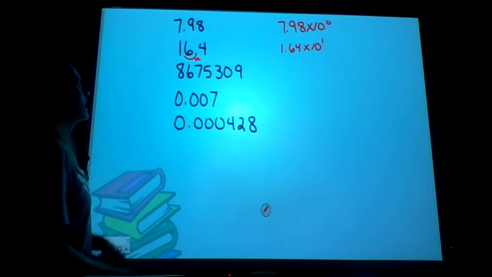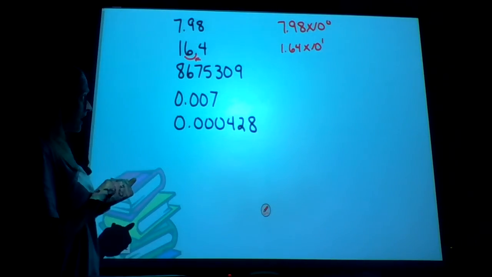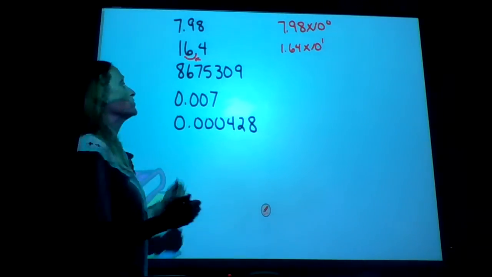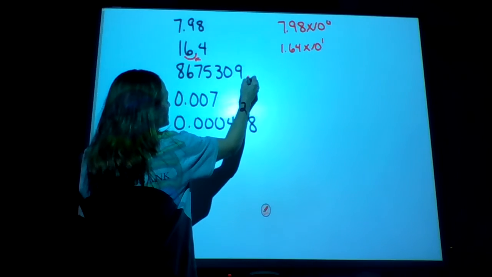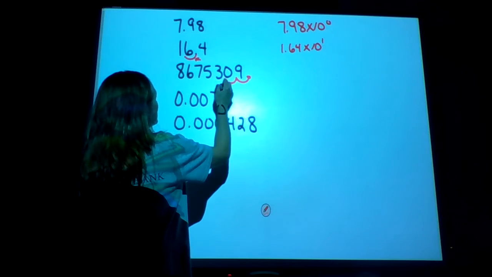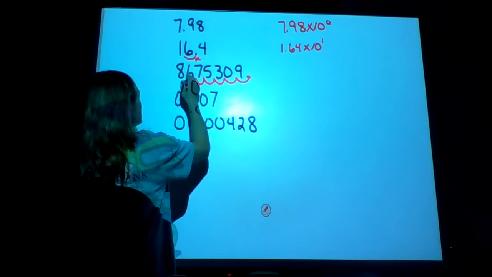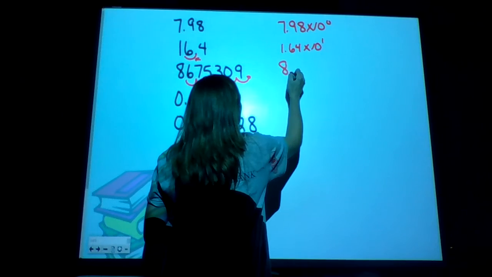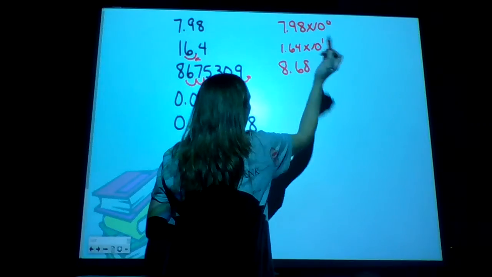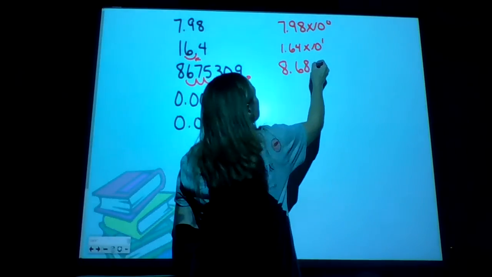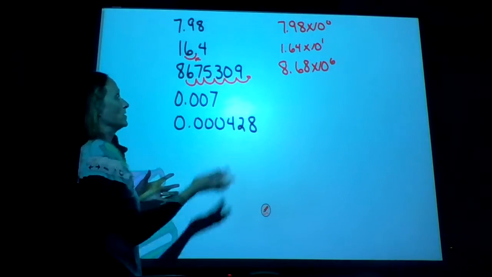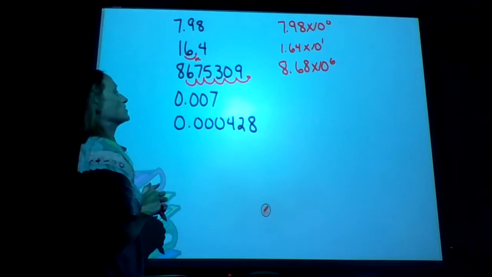Okay, so we have a number that is greater than 1. Which way are we going to move our decimal point? To the left. How many places to the left? Because it's understood to be to the right of the 9, we're going to go 1, 2, 3, 4, 5, 6 places. Let's just go on and round that to 8.68 times 10 to the 6th. And again, we want to have a positive exponent because this number is greater than 1.